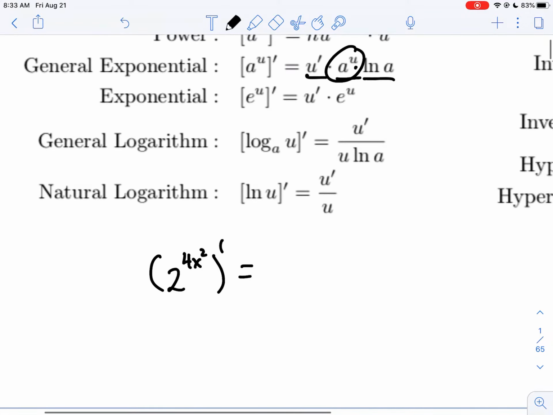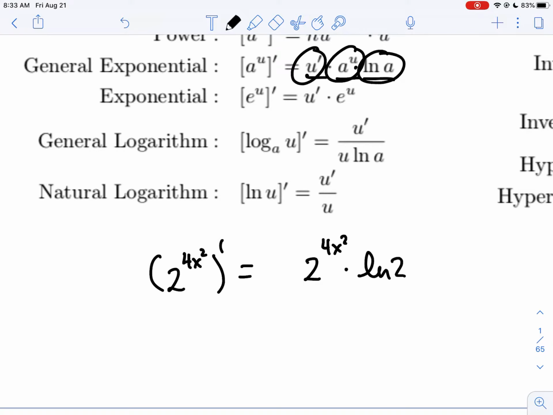You rewrite the original function, right, a to the u. So part of my answer is going to involve 2 raised to the 4x squared. Then I'll do that part next, times the natural log of the base, which is natural log of 2. And let's do the u prime last. And in front of this, you put the derivative of that exponent, which is using the power rule and the constant times function rule, you get just 8x.